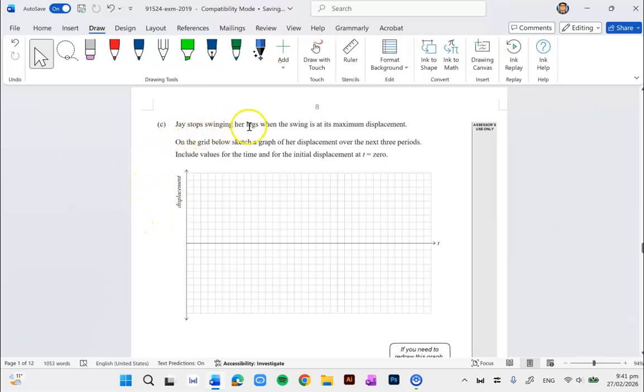J stops swinging her legs when the swing is at its maximum displacement. On the grid below, sketch a graph of her displacement over the next 3 periods. Include values for the time and for the initial displacement at t equals 0. Right, when t equals 0, it's just going to be her amplitude, so her displacement is going to equal her amplitude. y equals A at t equals 0.